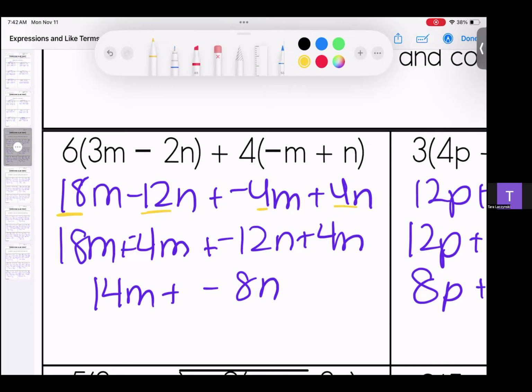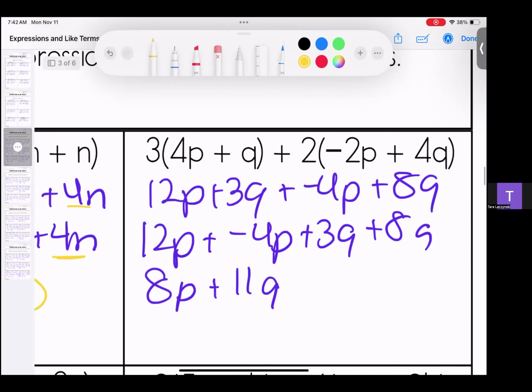Then we're going to put like and like together. So my 18m and my negative 4m. My 12n, which is negative, and my positive 4n. 18 minus 4 opposite signs is 14. 12 minus 4 is 8. It's negative because the bigger number is negative. This is where we stop.